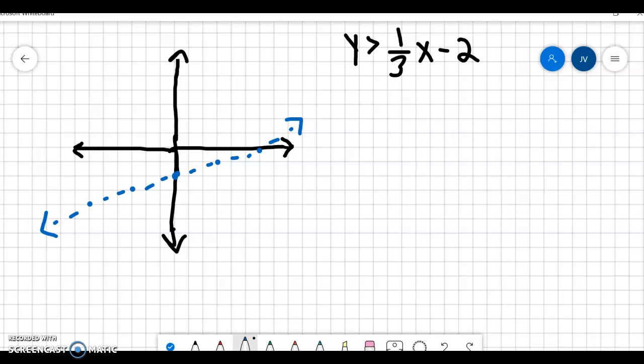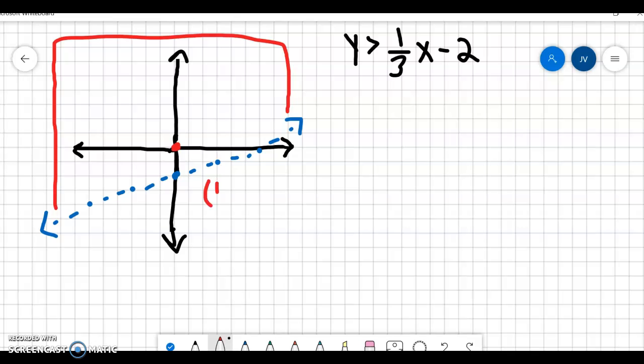So we have to decide whether we're going to shade up above the line or whether we're going to shade down below the line. When we were in class and we practiced this, I liked to show you guys to use the easiest point on the graph, which is 0, 0. So let's test the 0, 0, and that is going to tell us whether this whole entire side is true or false, because the point is on that side of the line.